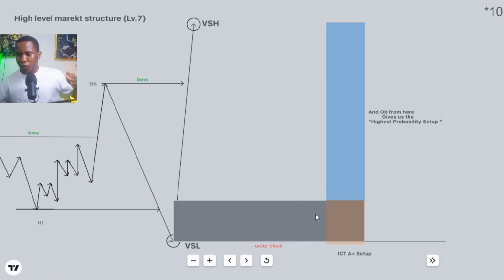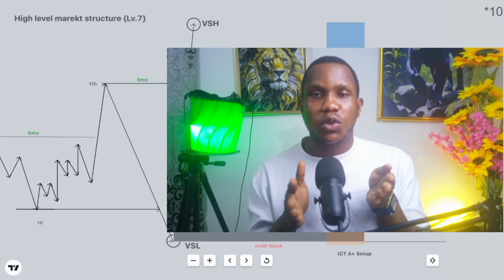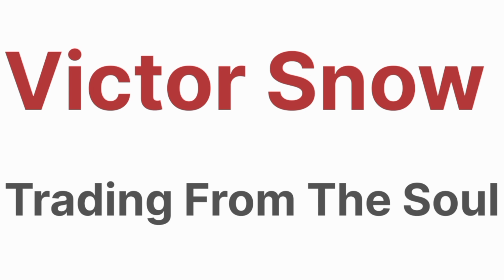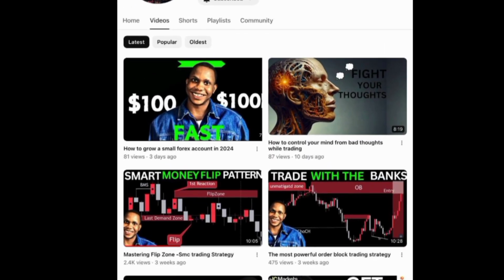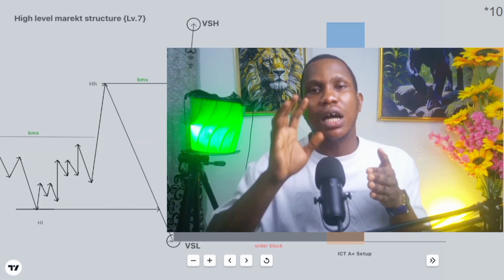And an order block from here gives us a higher probability setup called an ICT setup, and that is why trading from this order block gives us the highest probability setup, guys. I put this together in a video called Unlock the Secret Market Structure. I'm Victor Snow, and this is Trading from the Soul, where I take ICT complex concepts and I break them down in such a way even a 5-year-old can understand it.